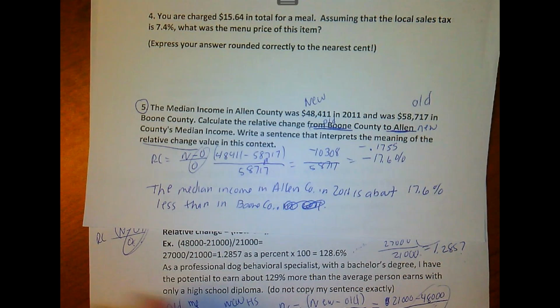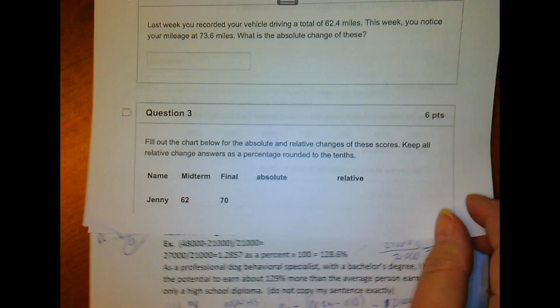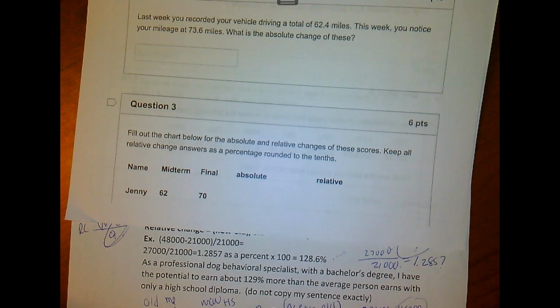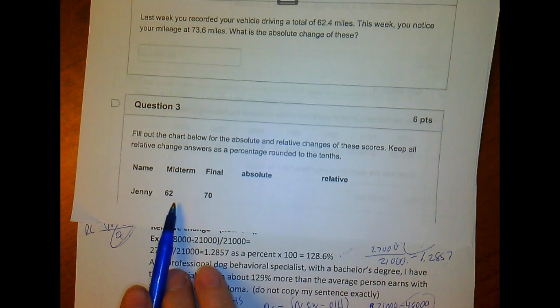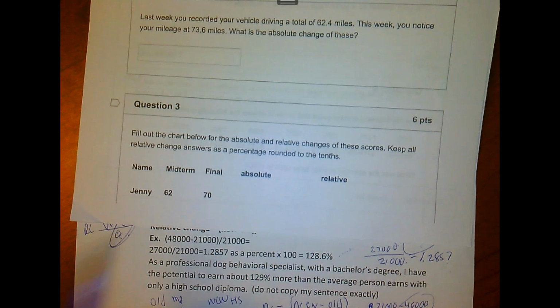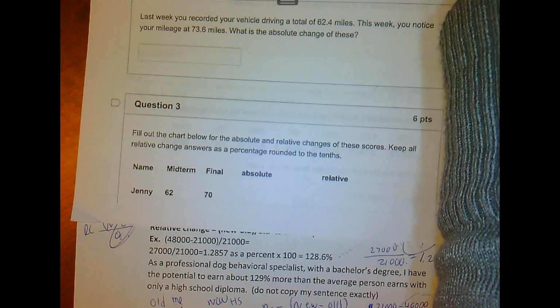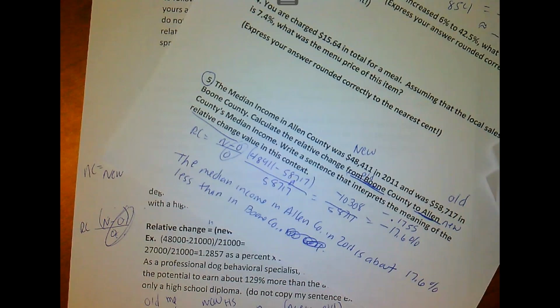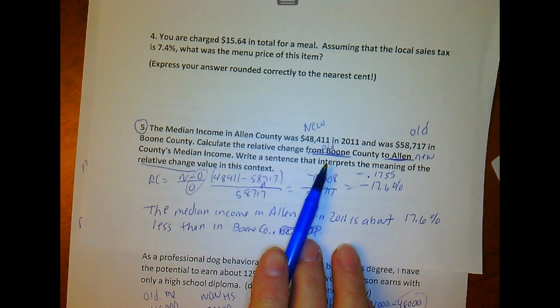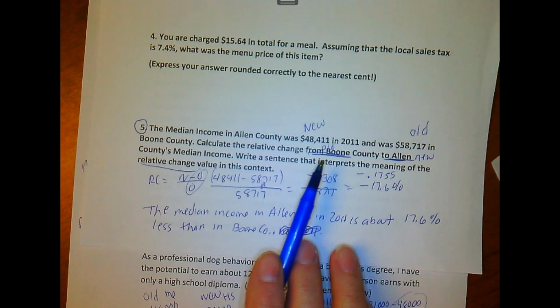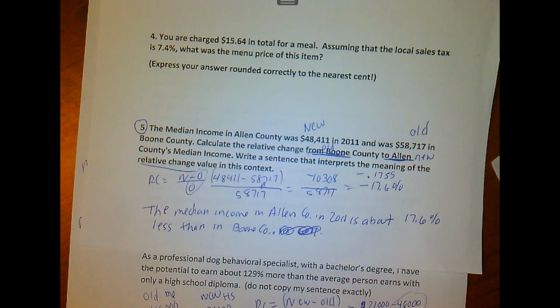Let's go to Maya's problem. And now she'll be able to get it correct. Okay. Find the absolute and relative change between these two scores, the midterm and the final. Okay, hold on. We have a very important question that you must know the answer to. How do we know that Allen County is new and Boone County is old? Who can answer that? Because that's very important.